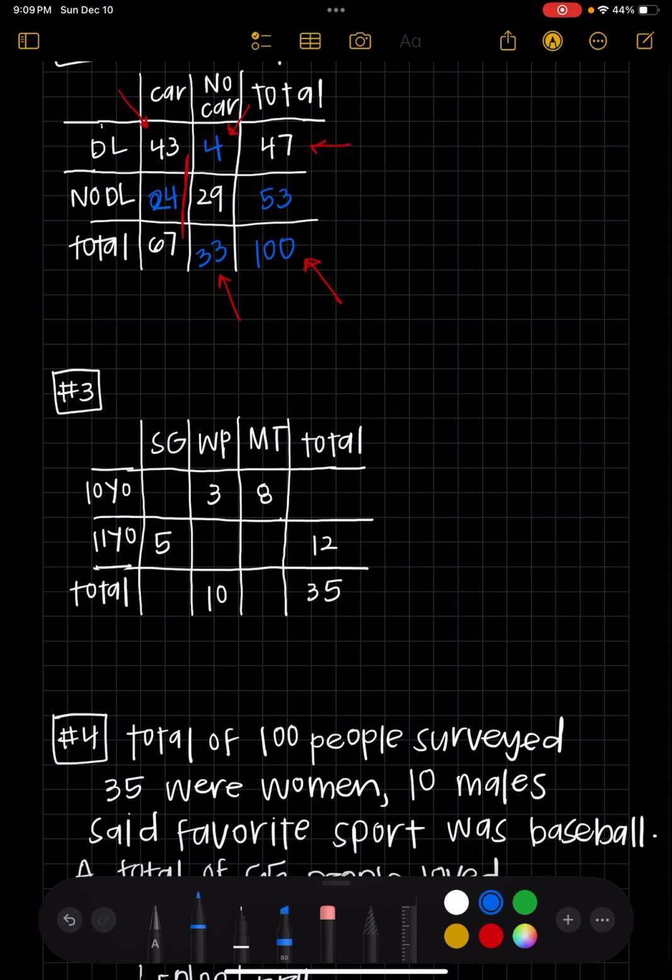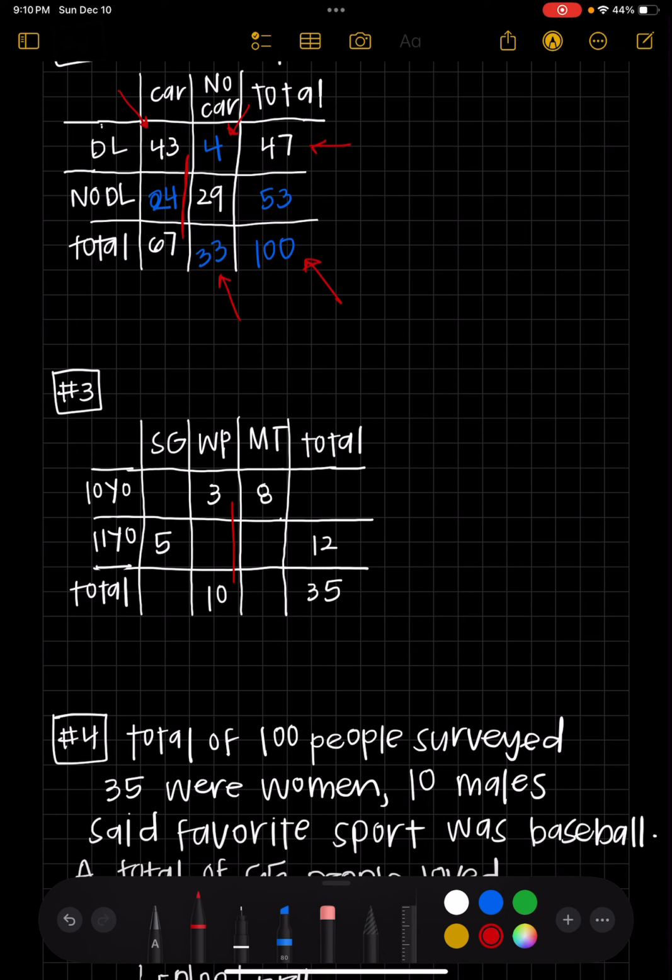So the way that I like to look at this, I didn't really say this in the second example, is I like to find something that only has one blank. So whether it's a row or a column, I want to find something that has one blank. And if I look at this, there's only one option that only has one blank, and it's this column right here, the water park column.